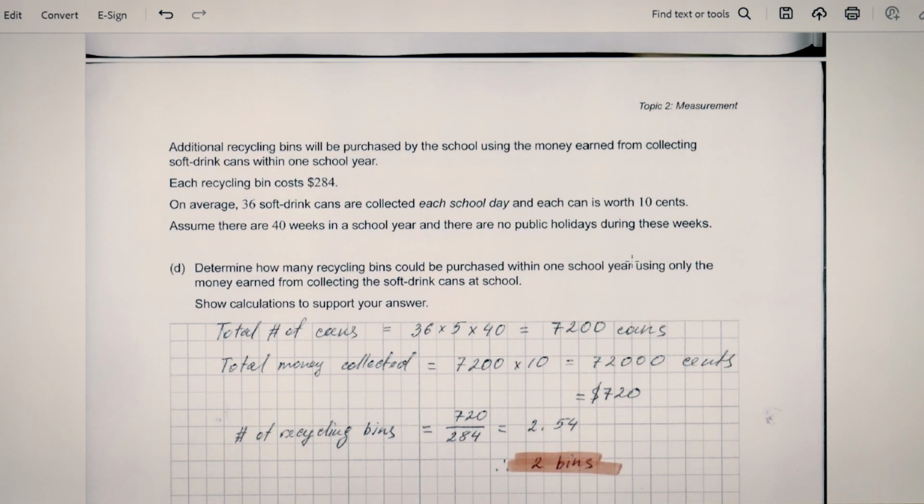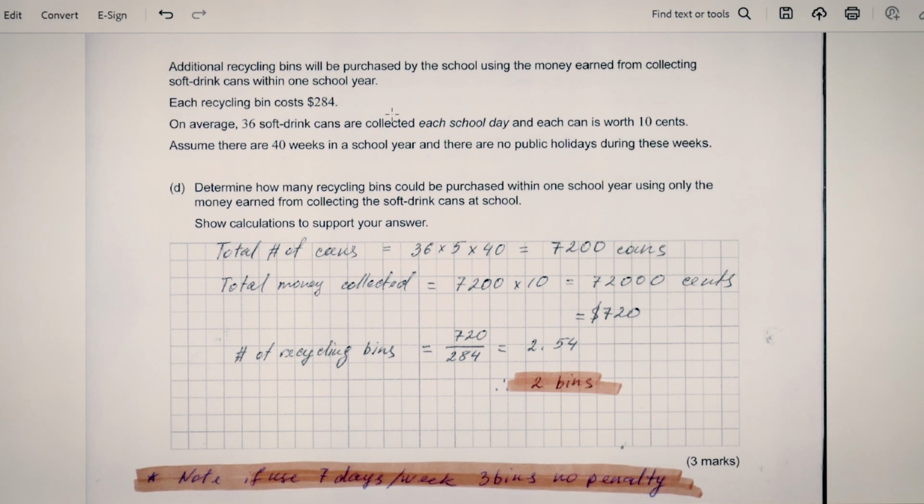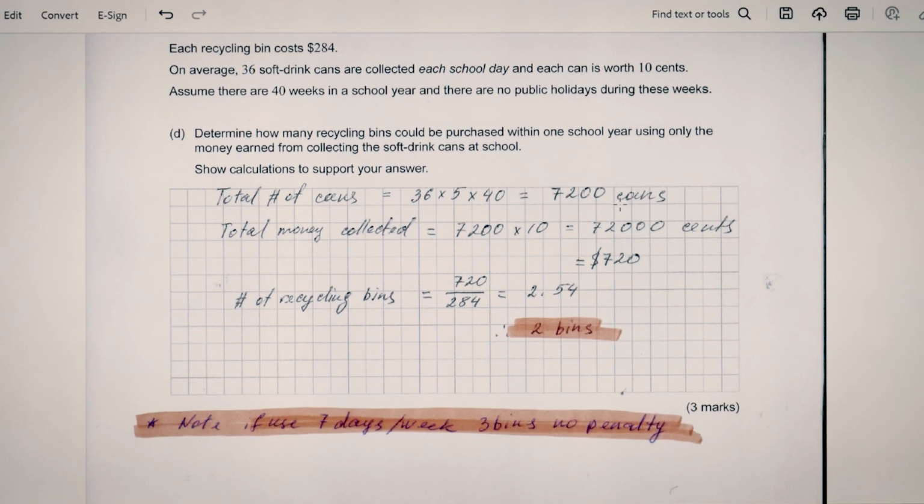And then they ask you here, additional recycling bins will be purchased by the school using the money earned from collecting soft drink cans within one school year. Each recycling bin costs $284. On average, 36 soft drink cans are collected each school day, and each can is worth 10 cents. Assume there are 40 weeks in a school year, and there are no public holidays during this time. Determine how many recycling bins could be purchased within one school year.